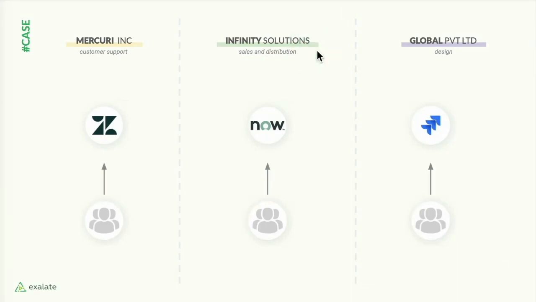Infinity wants to focus on and manage the product development side using a work management system called ServiceNow. Mercury Inc., on the other hand, is being outsourced for customer service and support and is using Zendesk as its work management system. Global Private Limited is another third-party vendor that focuses on all web design-related developments and is using Jira Cloud. Now, Infinity is obviously working in a multi-sourced environment where it needs to collaborate with two other companies.